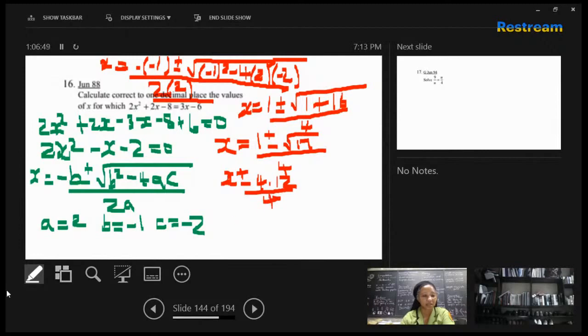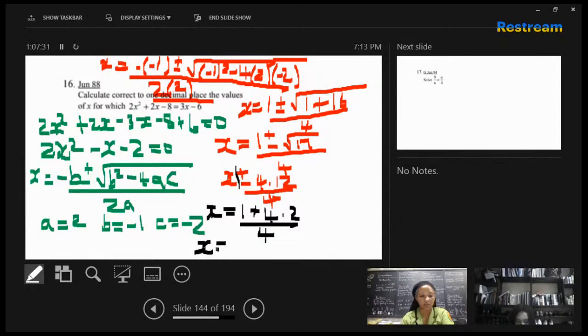Alright, so we're going to branch off now. So x equals... I left out the 1. 1 must be there. x equals 1 plus 4.12 over 4. And that gives what?